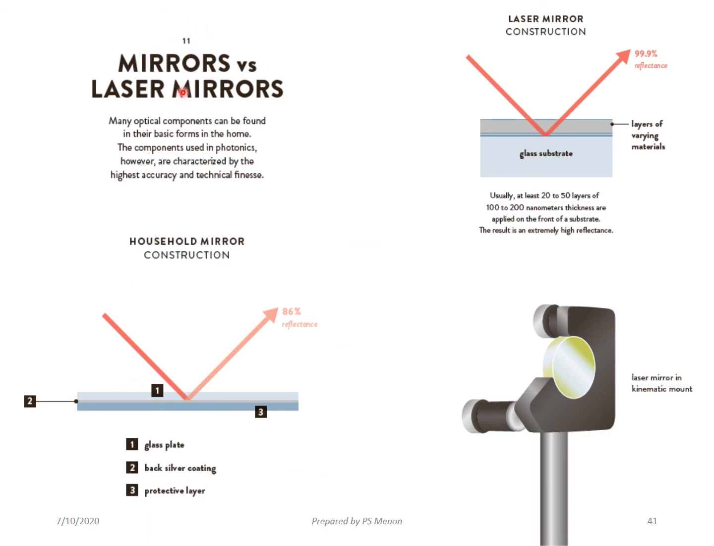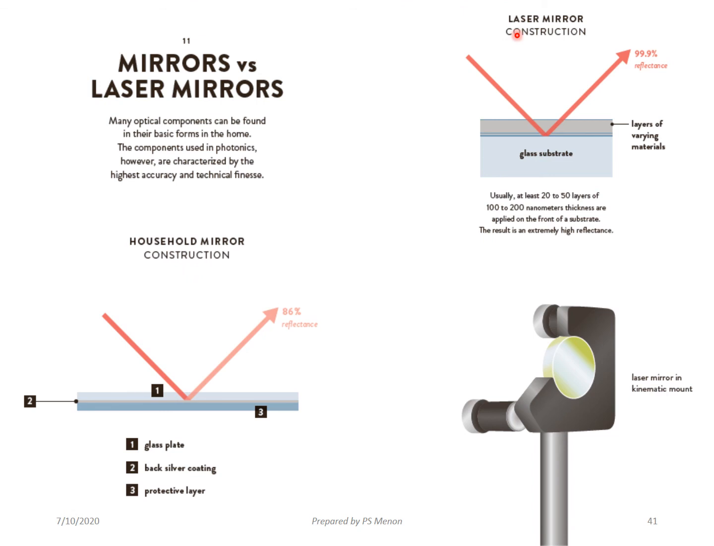Mirrors versus laser mirrors. Many optical components can be found in their basic forms in the home. The components used in photonics, however, are characterized by the highest accuracy and technical finesse. So this shows a household mirror. Basically, you have a glass plate, a back silver coating, and also a protective layer. And what happens is, of the light which is transmitted, 86% is reflected back in a household mirror.